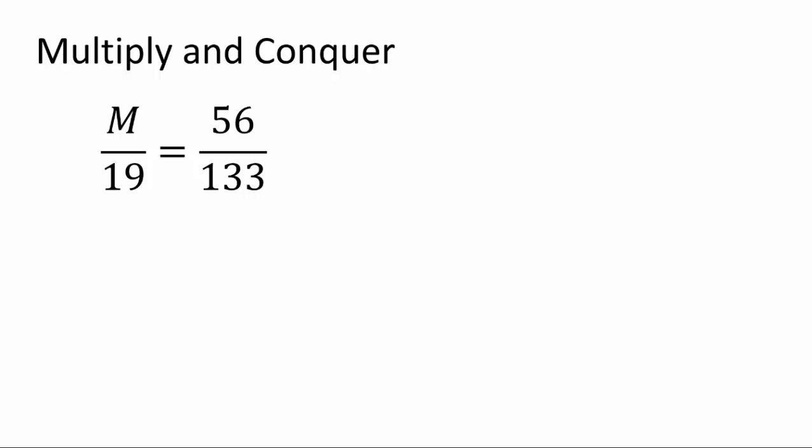When you multiply both sides of an equation by the same number, the two sides remain equal to each other. You can use this idea to solve a proportion with a variable in one of the numerators. For example, you can solve m to 19 equals 56 to 133 by multiplying both sides by 19.